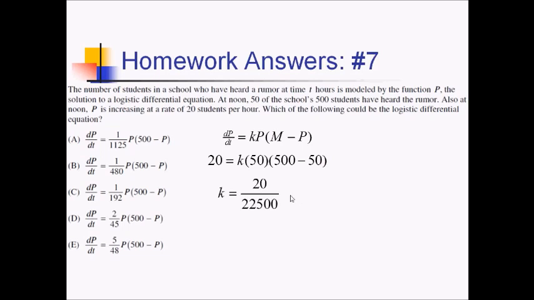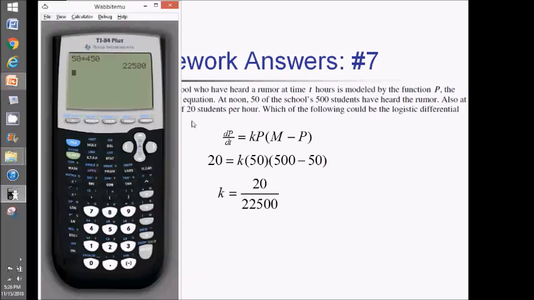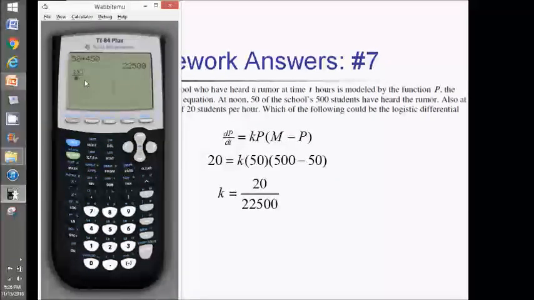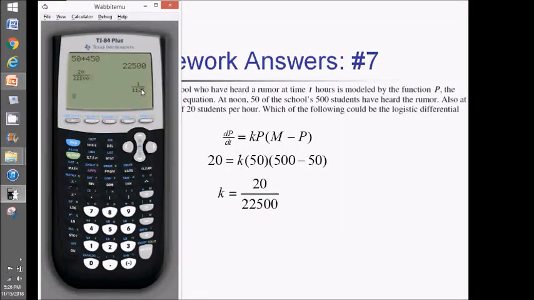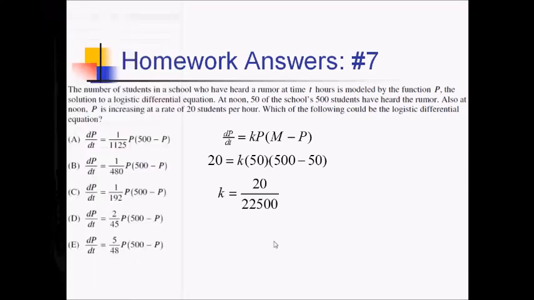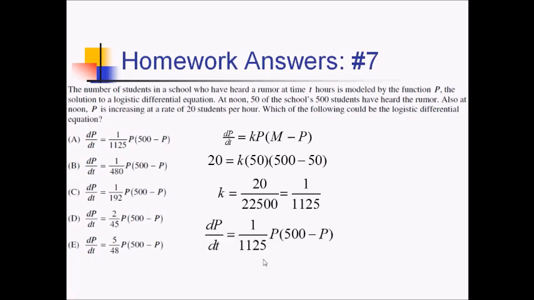You could probably guess which one it reduces to, but if you're not sure, this was a calculator question, so you can reduce it on the calculator. So to do this quickly, I'm going to go to alpha y equals and get my little n over d fraction format, and I'll just write in 20 over 22,500, and if I press enter, it reduces it for me. That'll be 1 over 1,125. So plugging in our k value, we have dp over dt equals 1 over 1125 p times 500 minus p, which gives us answer choice A.